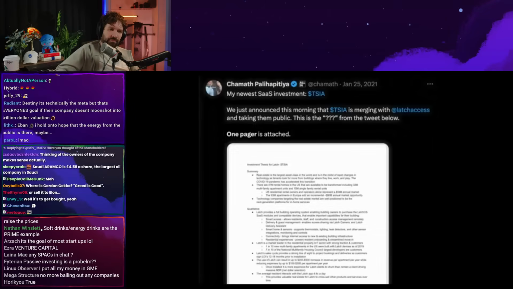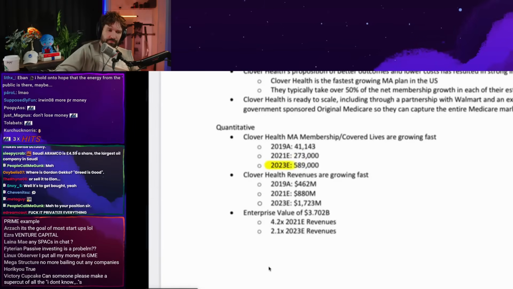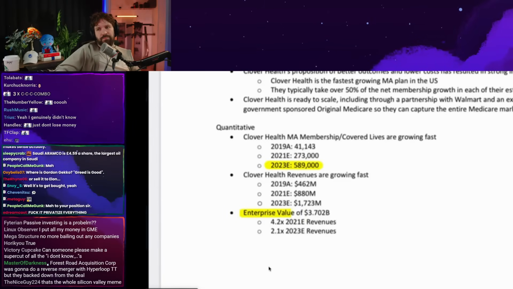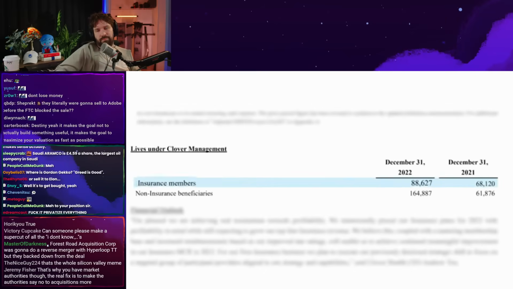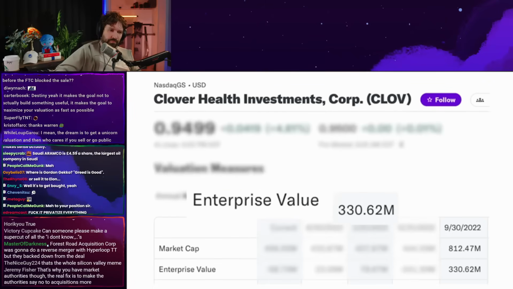With his SPACs, Chamath would issue these one-pager Twitter reports on his investment thesis on the particular SPAC that he was selling. He said, with regards to Clover, that he expected by 2023, Clover's total members would reach 589,000, the enterprise value would be 3.7 billion, and that by 2023, we will have overall profitability. Well, at the end of 2022, we can see Clover had 88,000 members, and today's enterprise value is 300 million, so basically a tenth of the size of his original estimates.